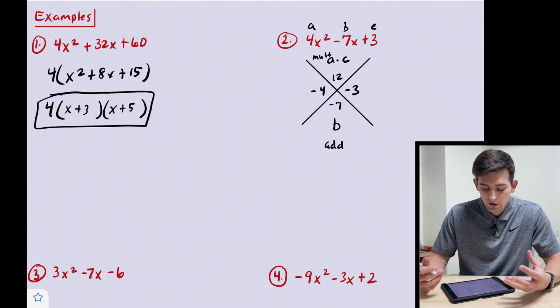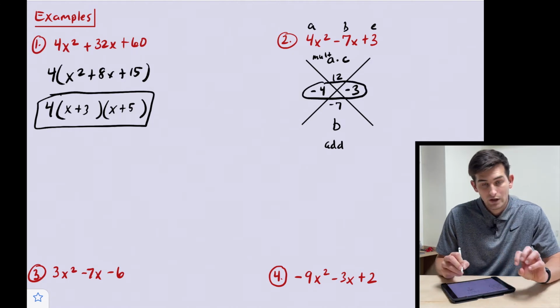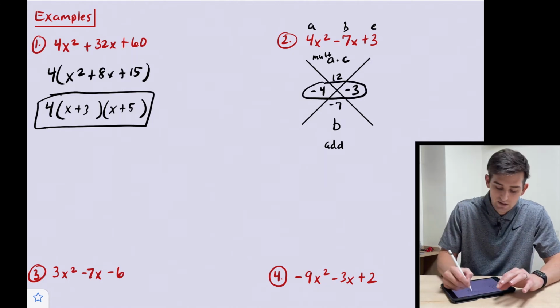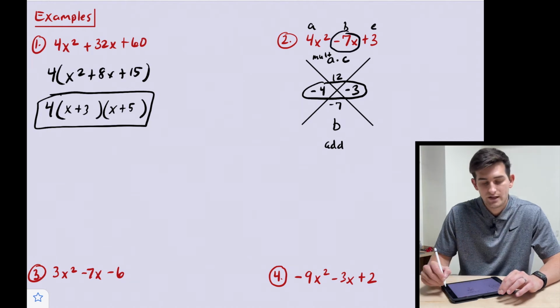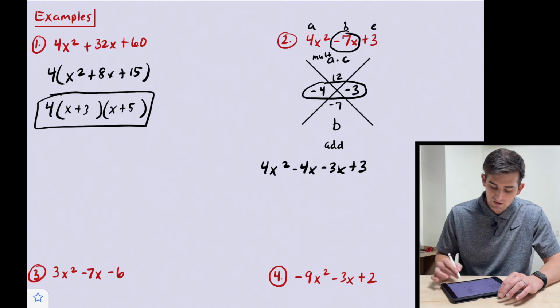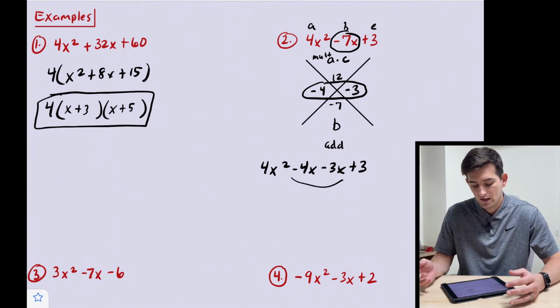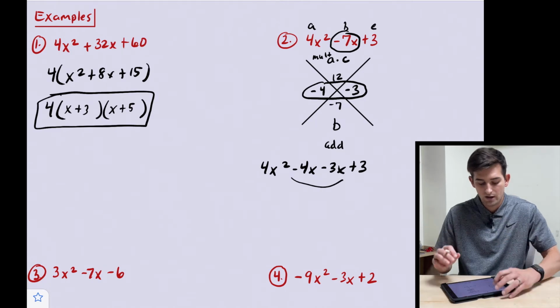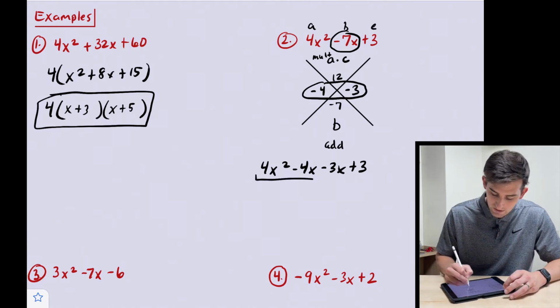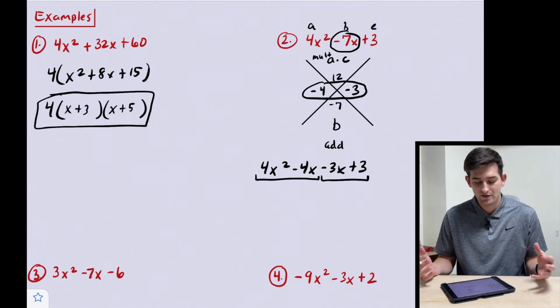So essentially we're going to take negative 4 and negative 3, and make them negative 4x and negative 3x, and it's going to take the place of negative 7x. It's going to look like this: 4x squared minus 4x minus 3x plus 3. Notice how in the middle, if we were to combine this, it would be minus 7x. So essentially what we've done is we've broken it apart so that now we can group together our two separate terms here and factor out a common factor.